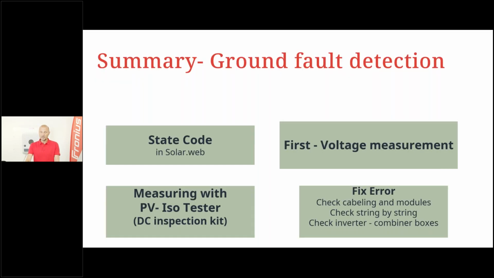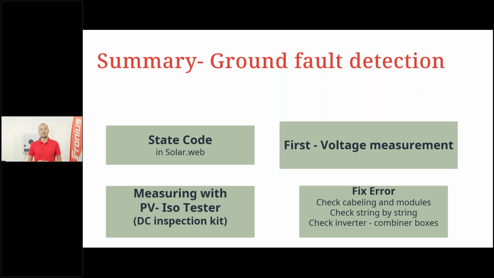Yes, to sum up again, finally: first, check the state code. If the state code appears very often, make an on-site voltage measurement first. So check the voltage between plus and ground and minus and ground. Maybe do that on a rainy day, because that can be different. And then use your PV ISO tester with the DC inspection kit.